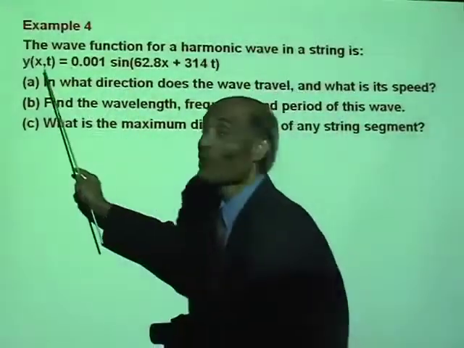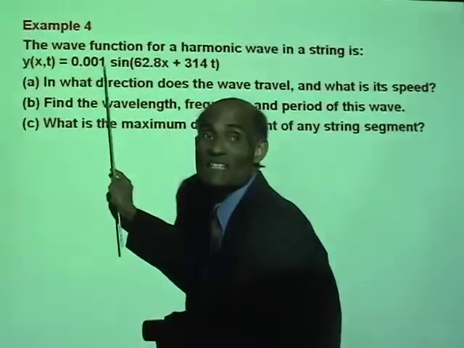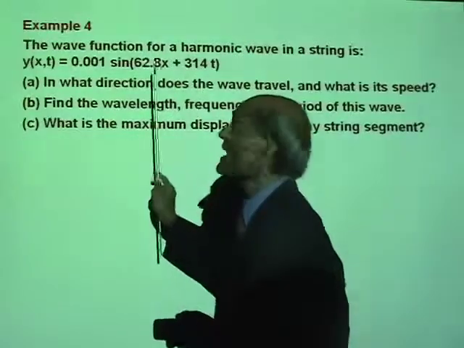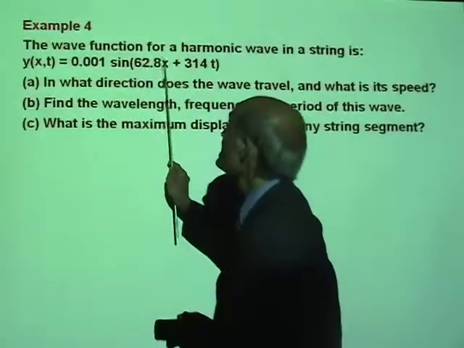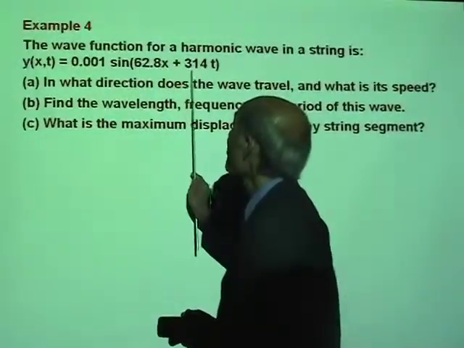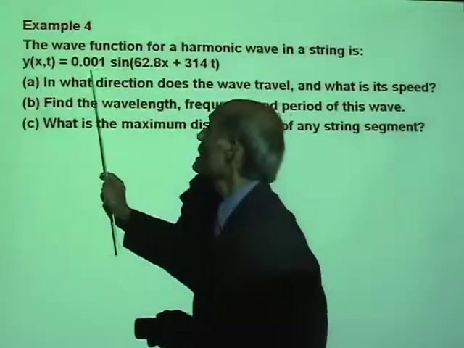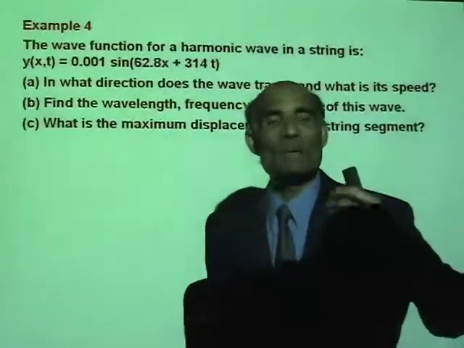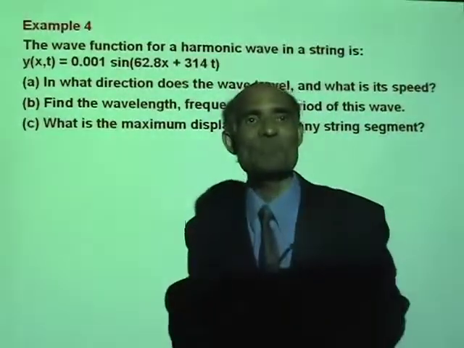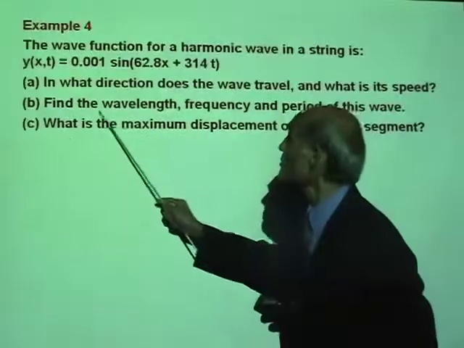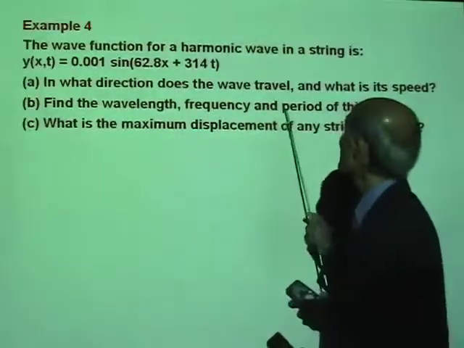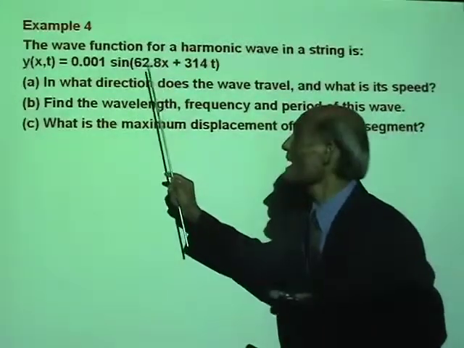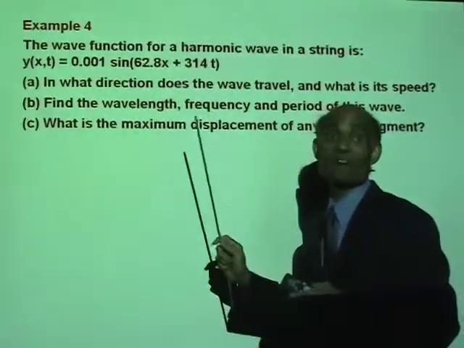This is of the form y(x,t) equals A sine (kx plus omega t). That means your k is 62.8, your omega is 314, and your amplitude is 0.001. Look at the information you can pick from the wave equation. Find the wavelength, frequency, and the period of the wave. All that information can be obtained from these values.